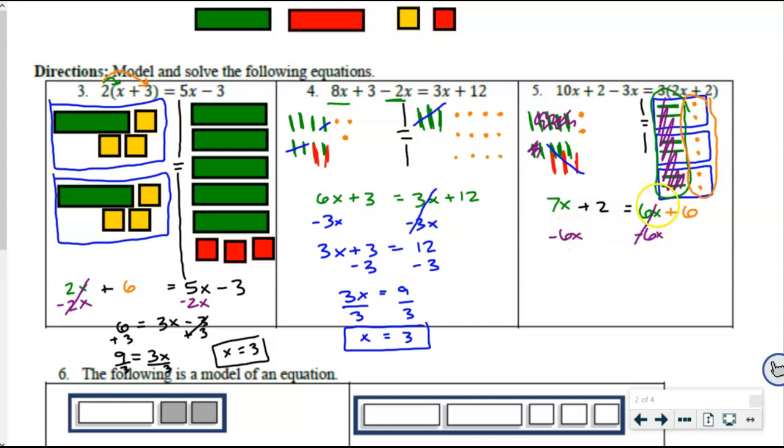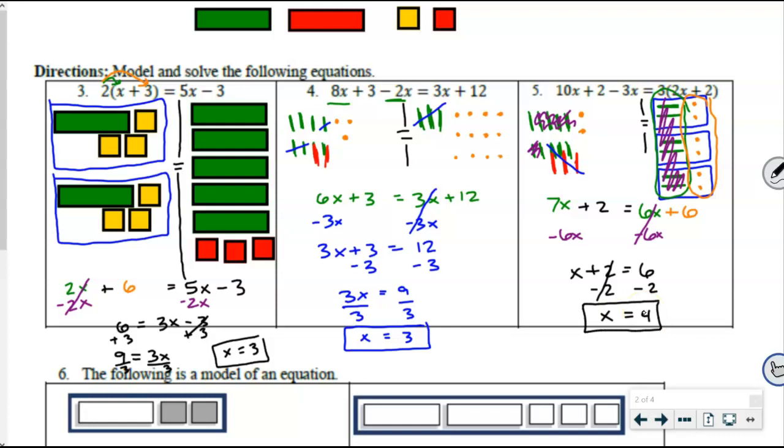I'm left with just one single x tile on the left-hand side. X plus 2 is equal to 6. I could put 1x, but we've talked about that before. Lazy mathematicians just say x. It's the same as 1x. X is by itself now that I've subtracted the 2 from each side. X is equal to 4 this time.